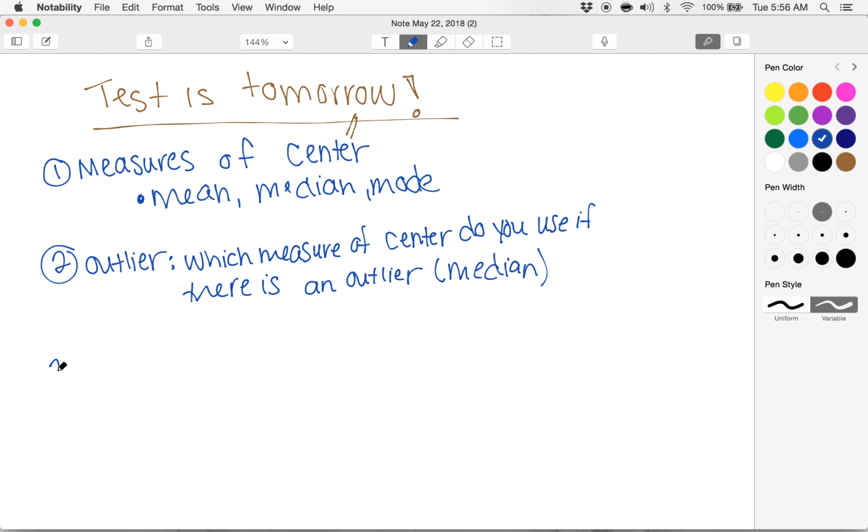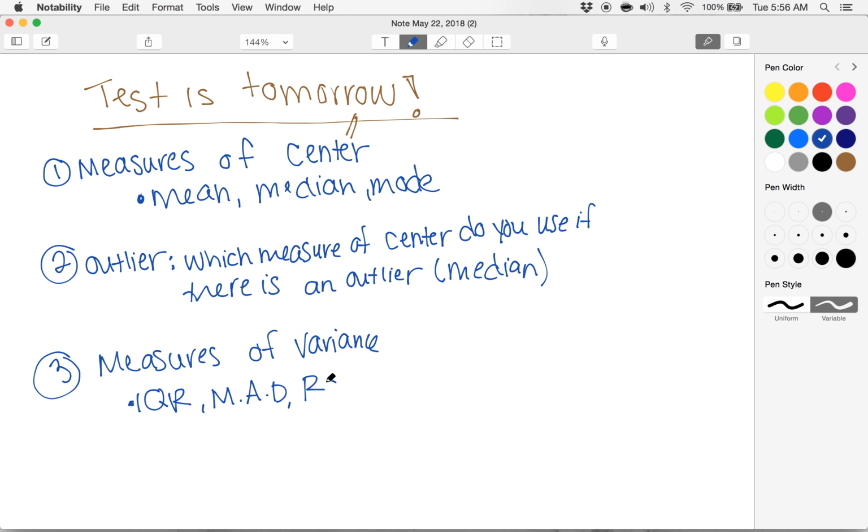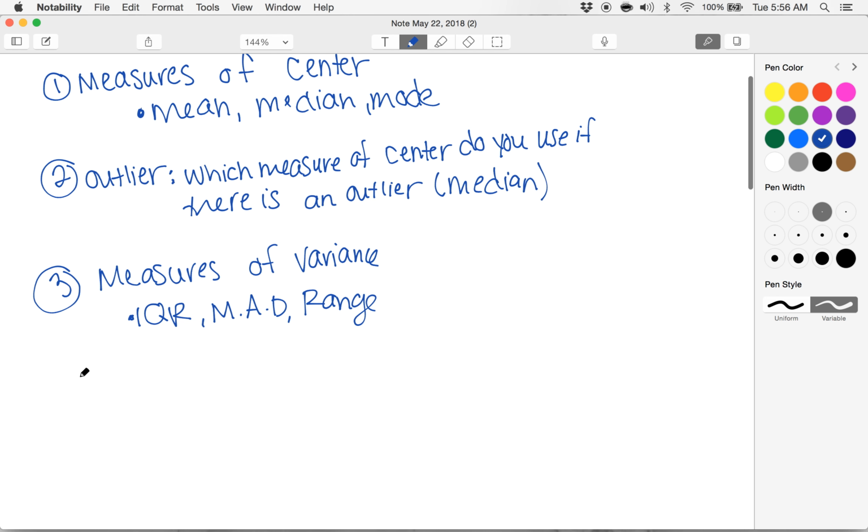Okay. Three, we also need to know the measures of variance, which means I have IQR, MAD, and range. Last piece, you need to be comfortable with dot plots and histograms. And we're going to be talking a little bit more about these two today.